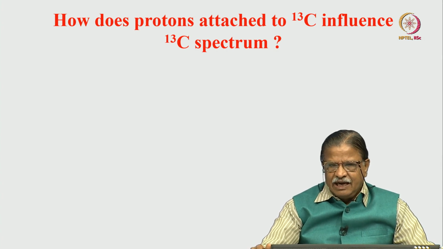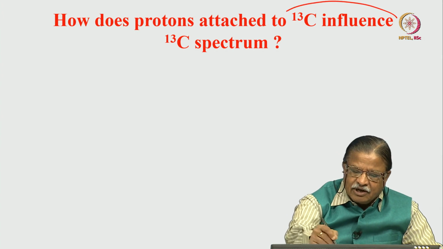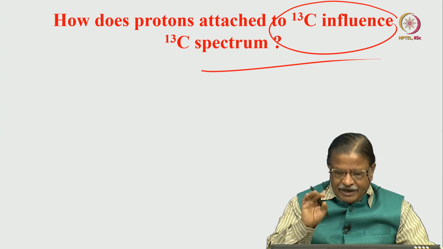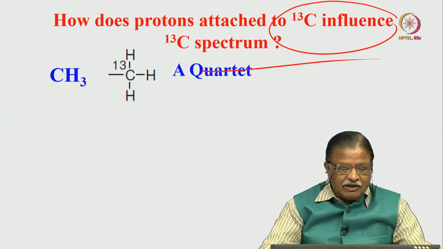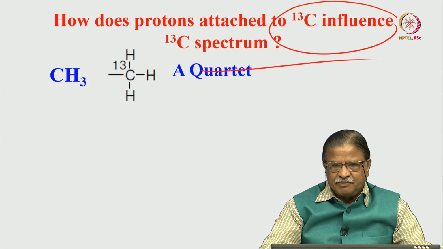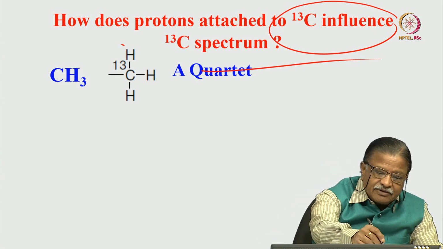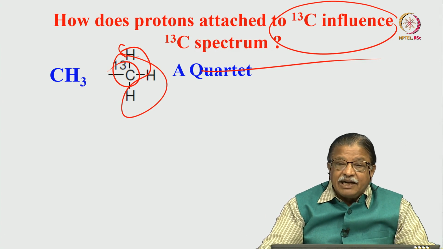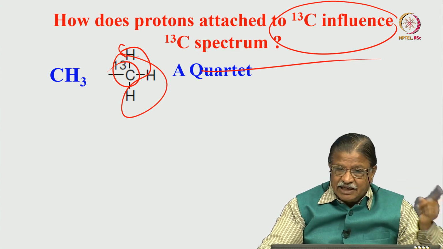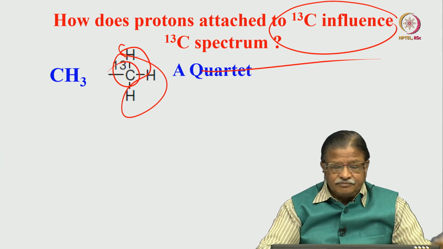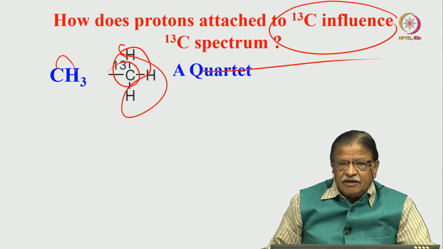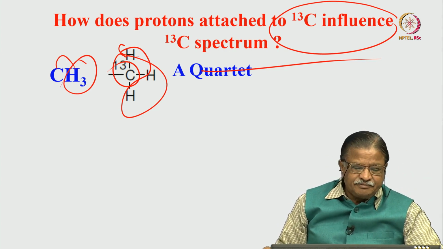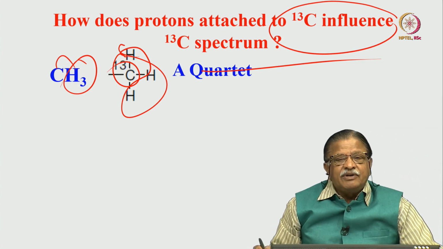Before going further, let us try to understand how protons attached to carbon-13 influence the carbon-13 spectrum, assuming we are not doing any decoupling. If I have a molecule like this, a CH3 group is present, and all the 3 protons are chemically equivalent and coupled to carbon-13, then what is the pattern we get for carbon-13? Remember, carbon-13 is a different nucleus, protons are different nuclei. When these two can couple to each other, whether chemically or magnetically equivalent, it doesn't matter. When this is coupled to carbon-13, what is the pattern you expect?